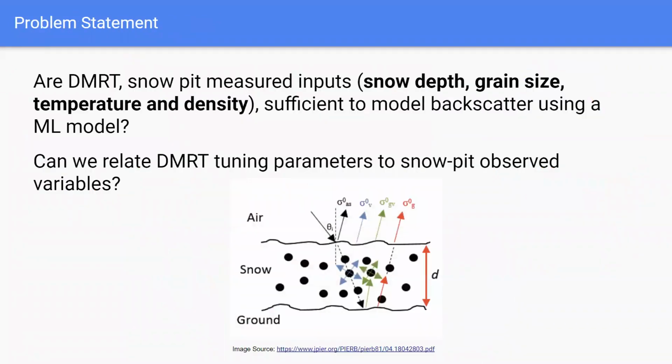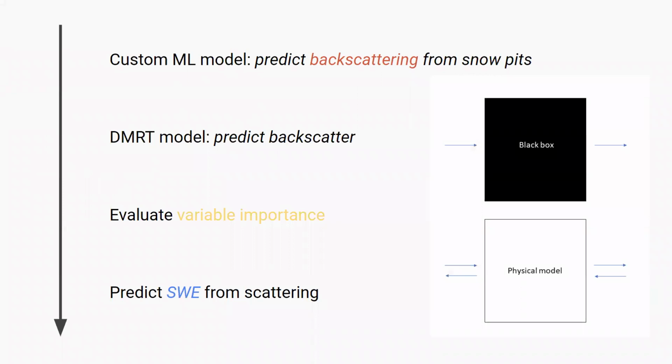So what was our problem statement? Are DMRT Snowpit measurement inputs, such as snow depth, grain size, temperature, and density, sufficient to model backscatter using a machine learning model? And a side project we had was, can we relate DMRT tuning parameters to Snowpit observed variables? I will come to that second, but first the first.